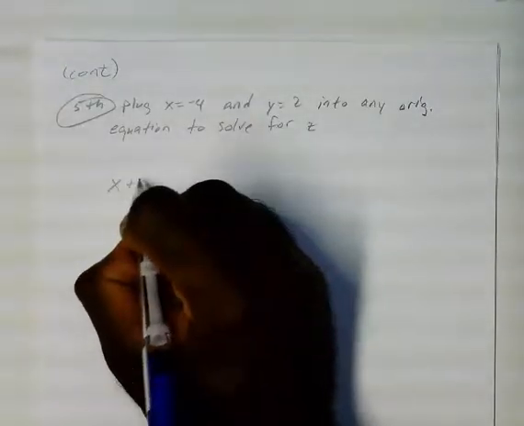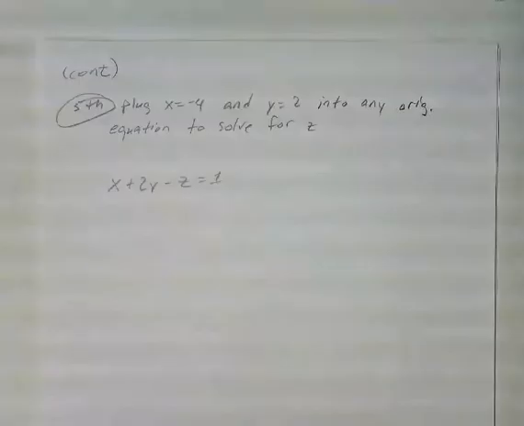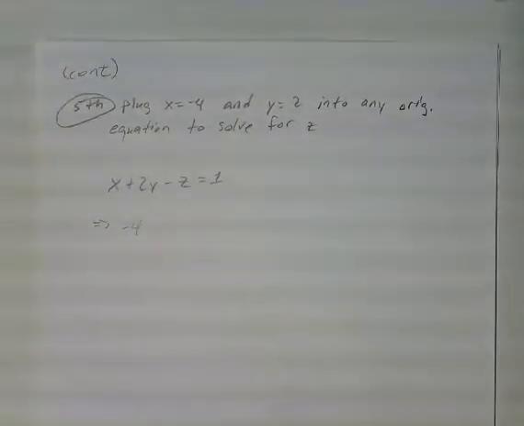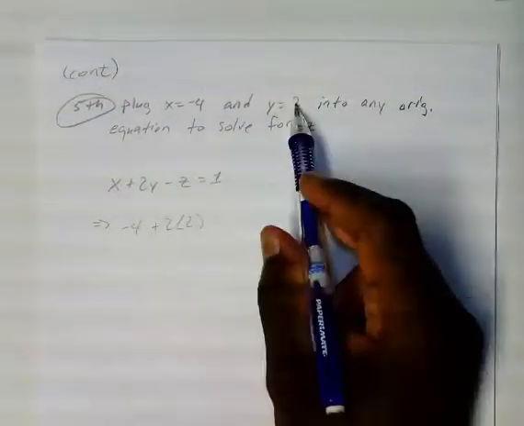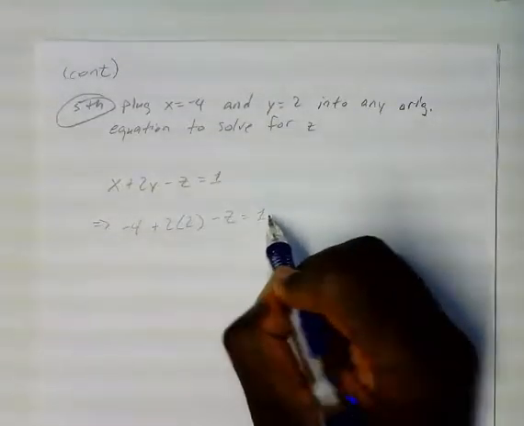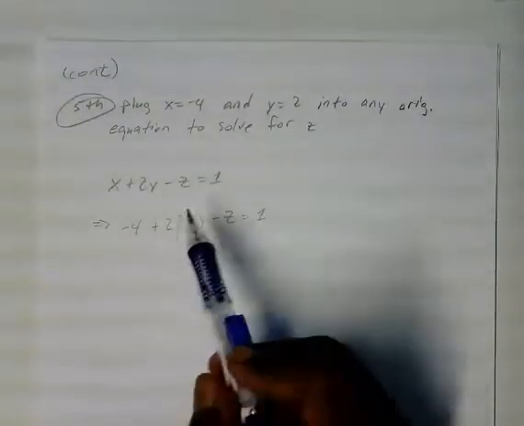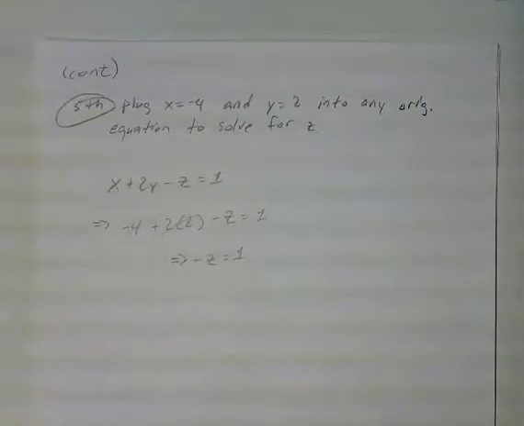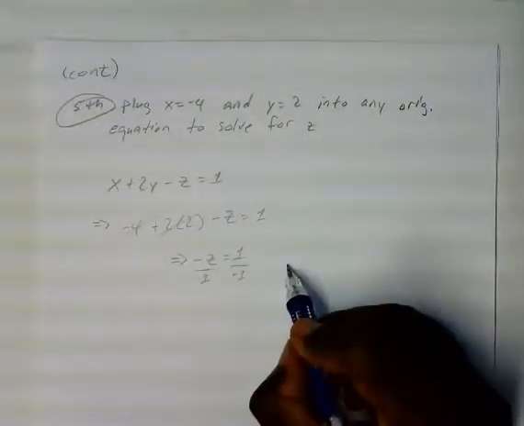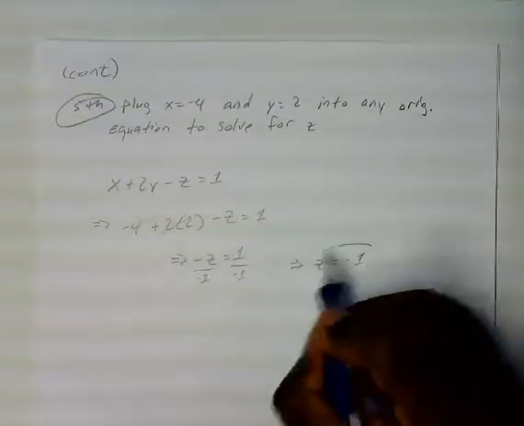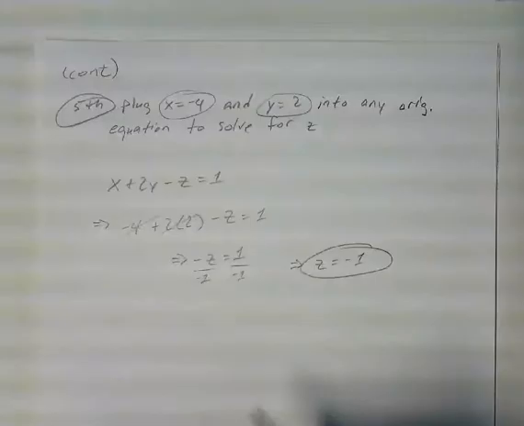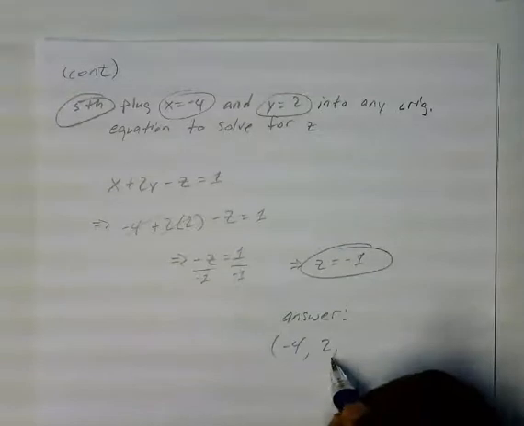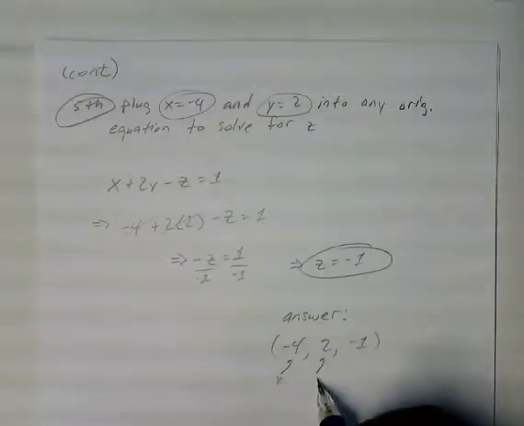So we'll pick x plus 2y minus z equals 1. So we plug those in. That gives us -4, replacing x with -4, plus 2 times 2, replacing y with 2, minus z equals 1. So here we get -4 and 4, which cancel each other out because that just equals 0. So we have -z equals 1, but we don't want to know -z, we want to know z, so we divide both sides by -1. So we have z equals -1. Okay, so you have your x, your y, and your z. So your answer, if you have to write it as an ordered triple, is -4, 2, -1, which is your x, y, and z.